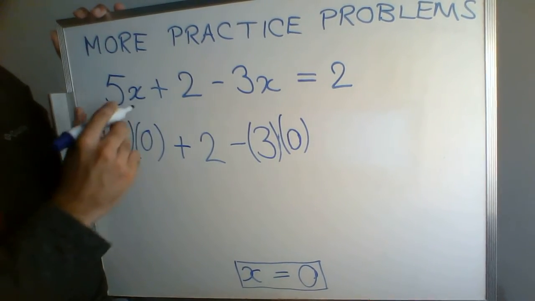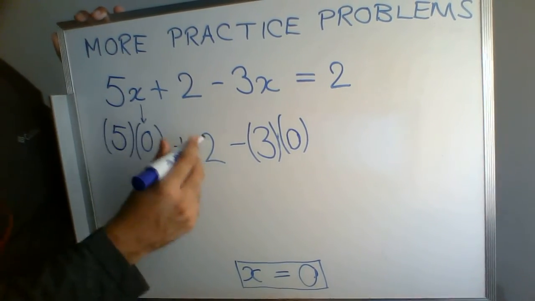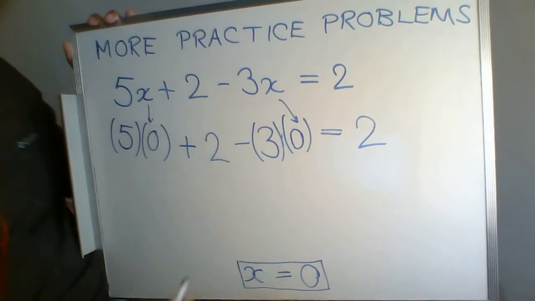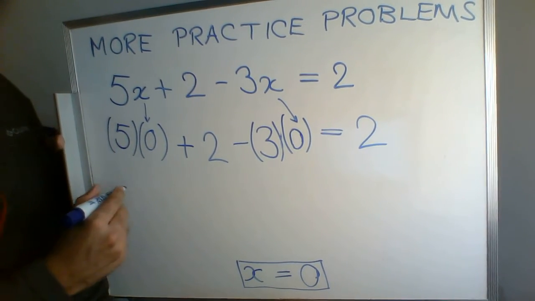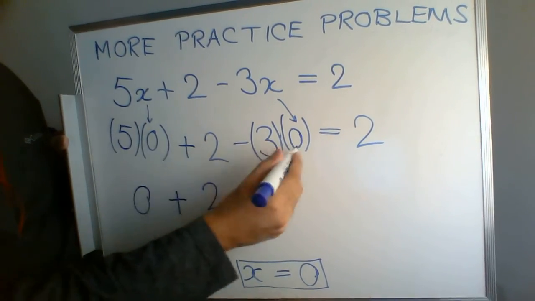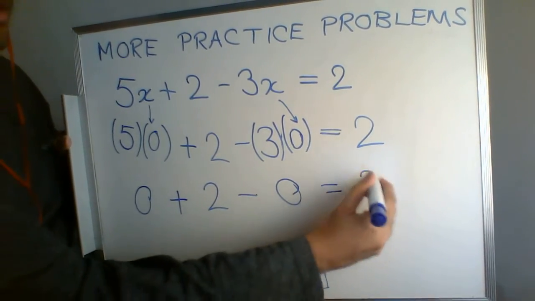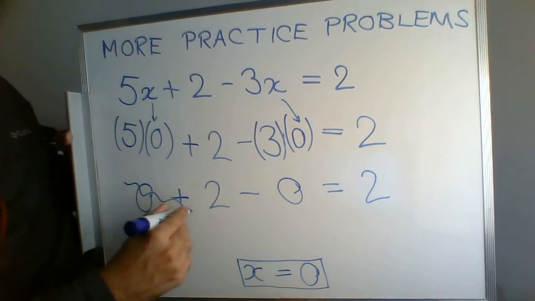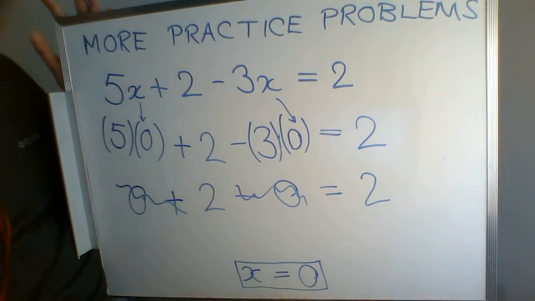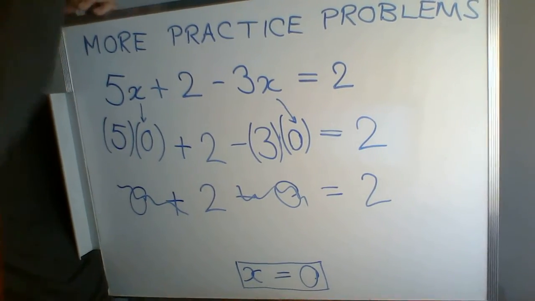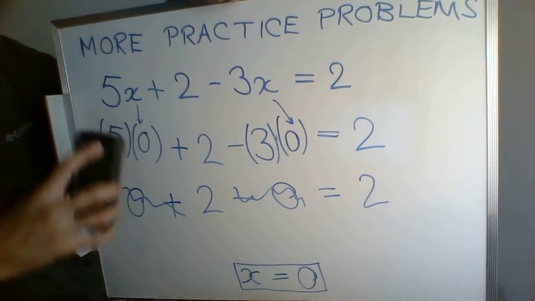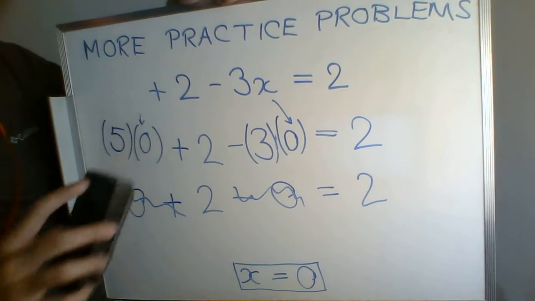So we've got 5 times 0, so we've turned that x into a 0, plus 2 minus 3 times 0, we've turned that x into a 0, is equal to 2. Now over here, 5 times 0 is just 0, great, plus 2 minus 3 times 0 is 0, is equal to 2. Now obviously if you're adding and subtracting 0, that doesn't really matter, so that leaves us with 2 equals 2, and we can see without much trouble that that is indeed the right answer. So we can be confident that x equals 0 is the right answer for this one.